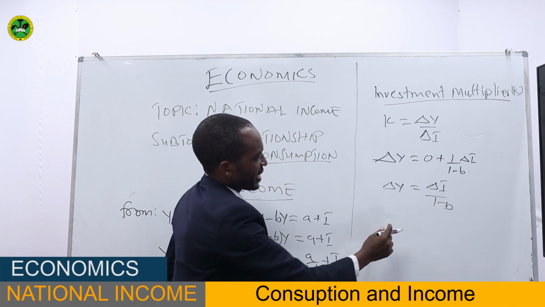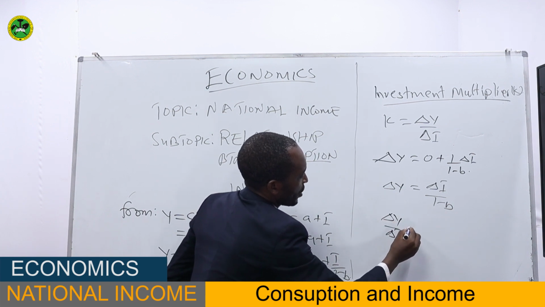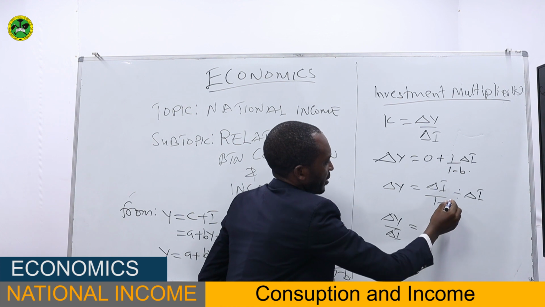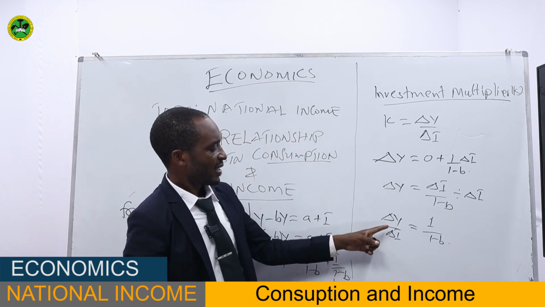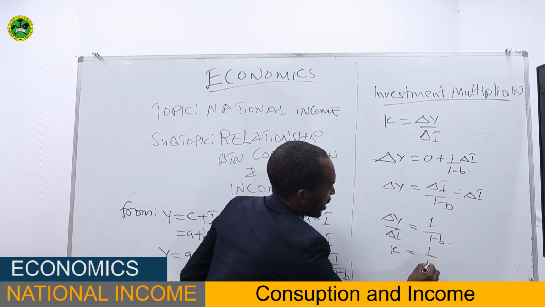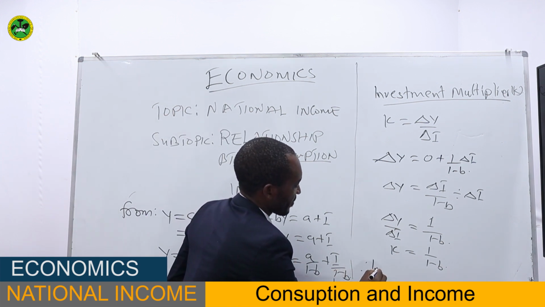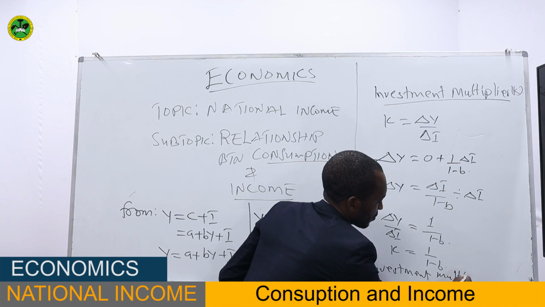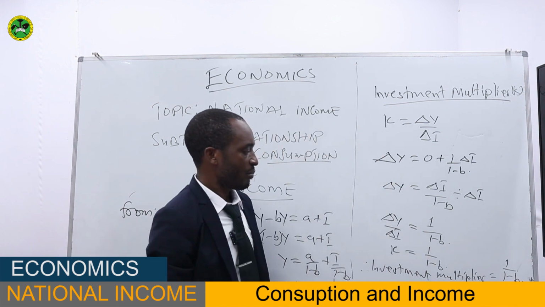So when you divide both sides by change in I, here will be change in Y over change in I equals, when you divide by change in I, this will cancel, remain 1 over 1 minus B. But change in Y over change in I is the same as K. So it will be 1 over 1 minus B, which is the investment multiplier. Therefore, the investment multiplier will be equal to 1 over 1 minus B.